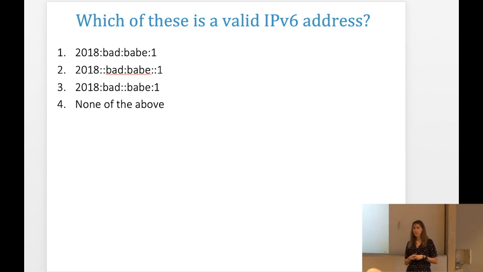Come on, I'm sure someone can answer. Yes? There is 2 times. Exactly. So we don't know how many zeros should be put where. The third one? Yes, the third one is a valid IPv6 address.